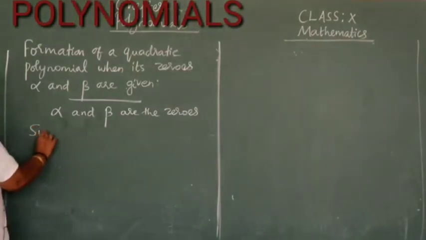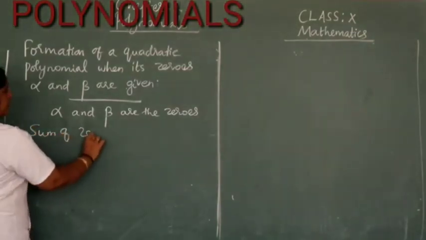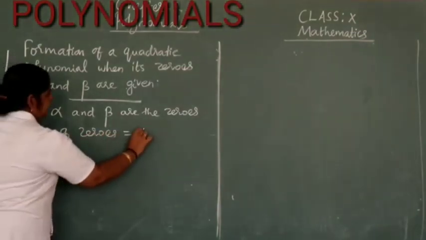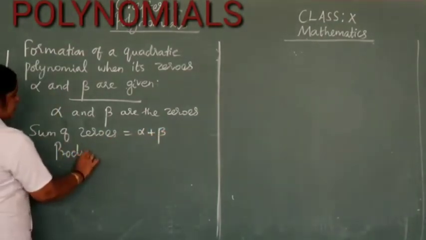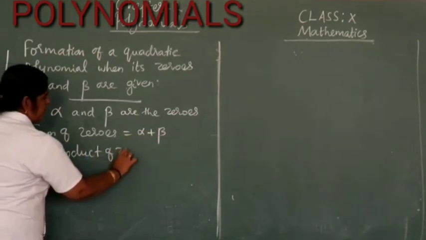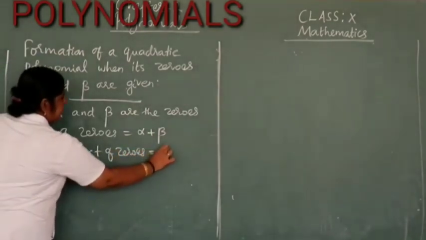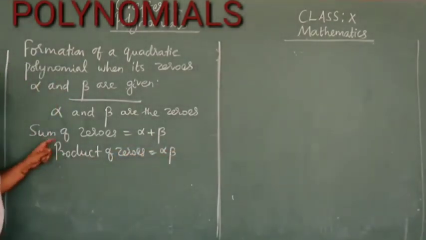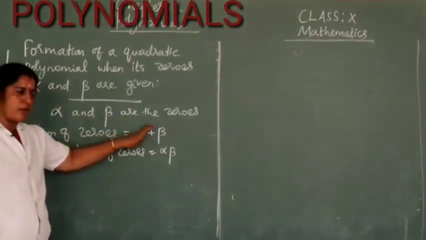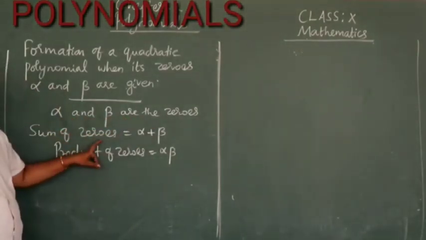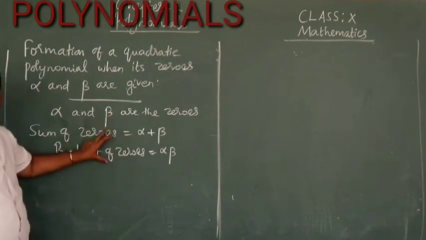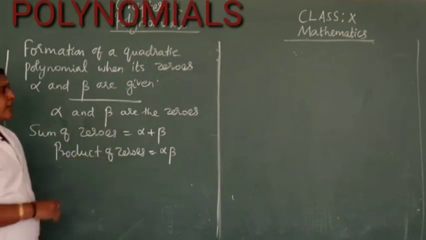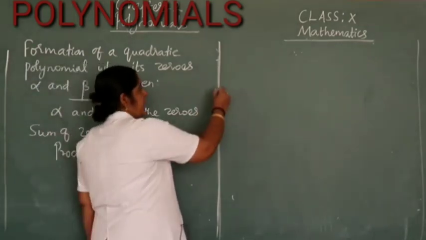Sum of the zeros, alpha plus beta. Product of zeros, alpha beta. So when you are given the two zeros of the polynomial and we are finding the sum of the zeros and the product of the zeros, if we have these answers, we can form the quadratic polynomial.